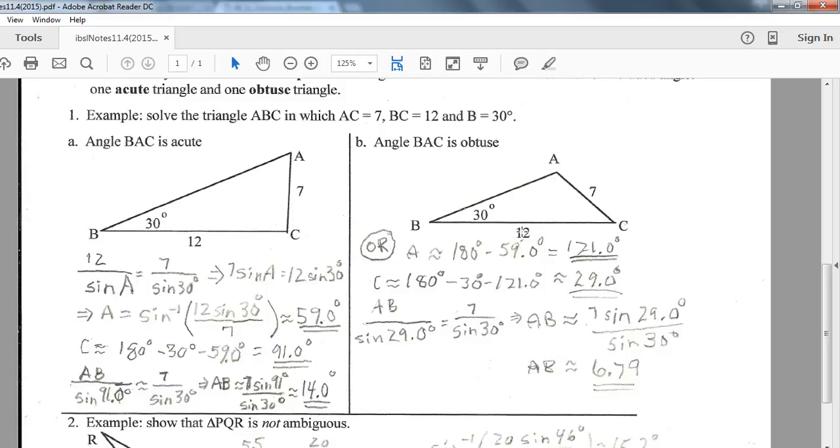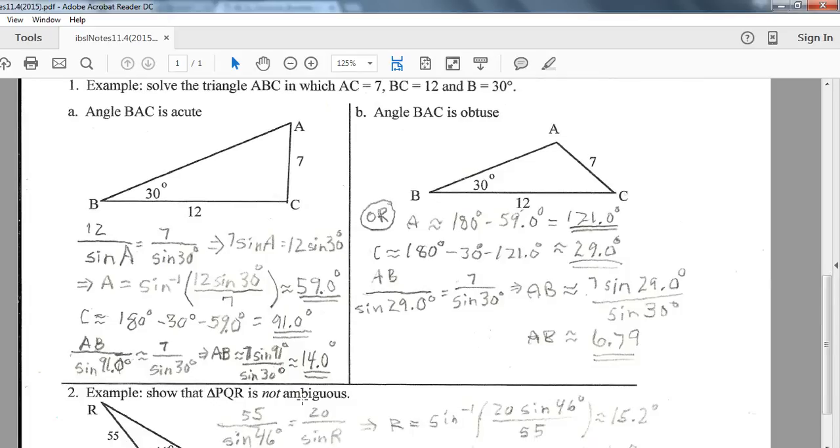So because that law is still in place, the smallest side is across from the smallest angle right here. The largest side is across from the largest angle. That works, so the law is in place. So I know my numbers are good, and I would keep this as a possible scenario. So we have two answers for this. This is one scenario, this is my other scenario.